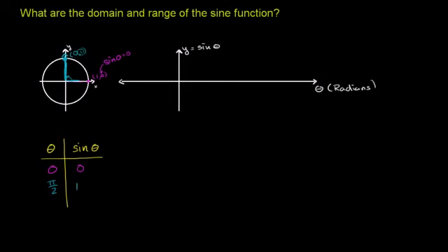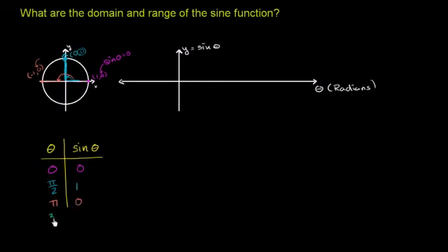Let's keep going, and you might see a little pattern here. We're just going more and more around the circle. So let's think about what happens when theta is equal to pi. What is sine of pi? Well, we intersect the unit circle right over there. That coordinate is -1, 0. Sine is the y-coordinate, so sine of pi is 0.